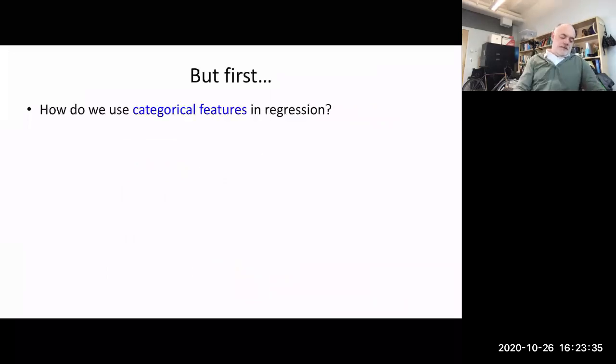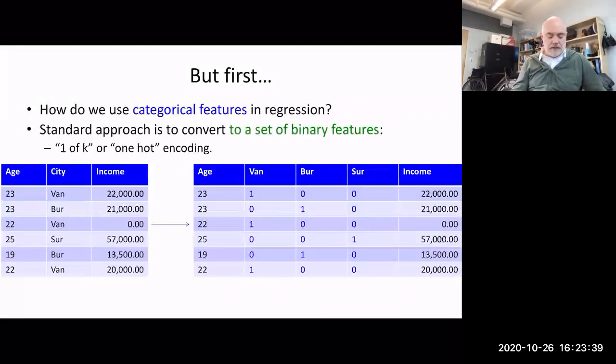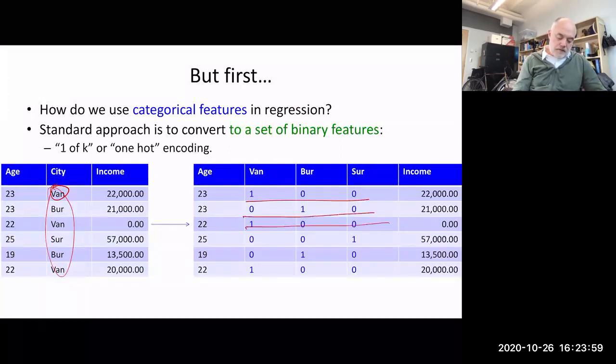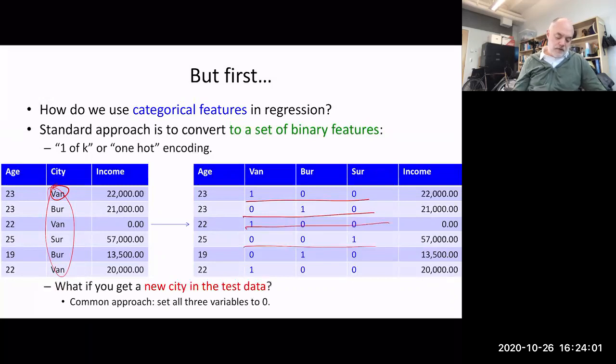Oh, okay. A couple of things to think about, particularly when we're solving before we get into the text features. How do we use categorical features in regression? So here's a categorical feature. We've got a city which can take 3 values. We already talked about this a little bit, but let's just remind you that the standard approach is to convert this into a 1 of k or 1 hot encoding. So, this is the vector representation for Vancouver, Burnaby, Vancouver, Surrey, so on and so forth, right?